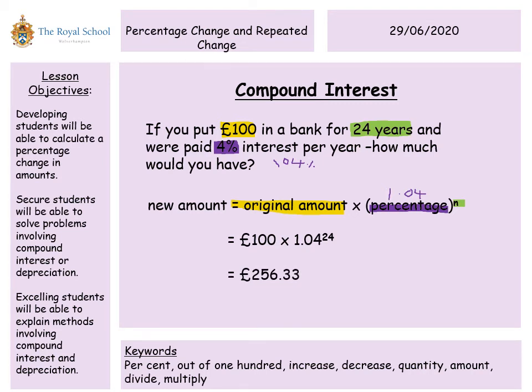So we'd end up with about 2.5 times our original amount for just leaving it in the bank for that long. If you imagine you had £1 million in the bank, we'd have just over £2.5 million left there for not doing anything in the bank. So incredibly powerful, compound interest.